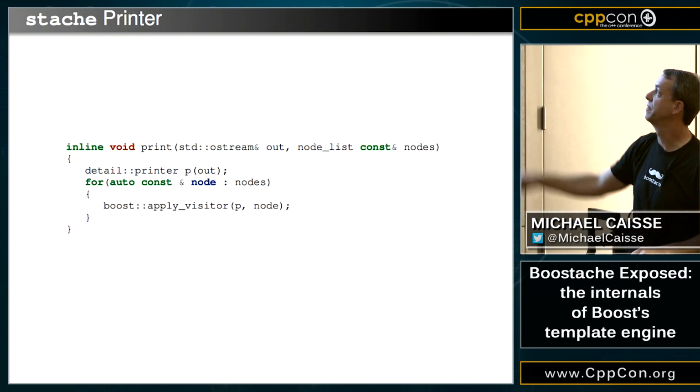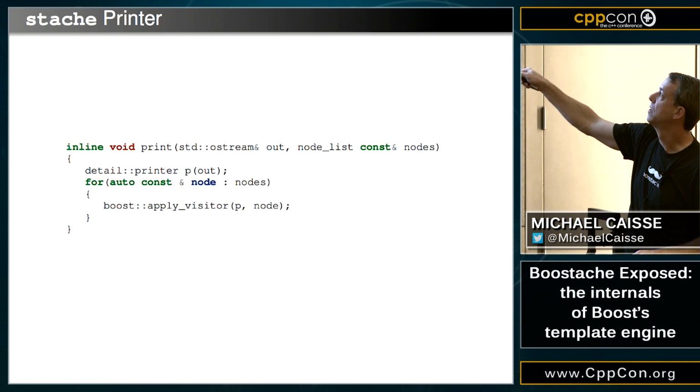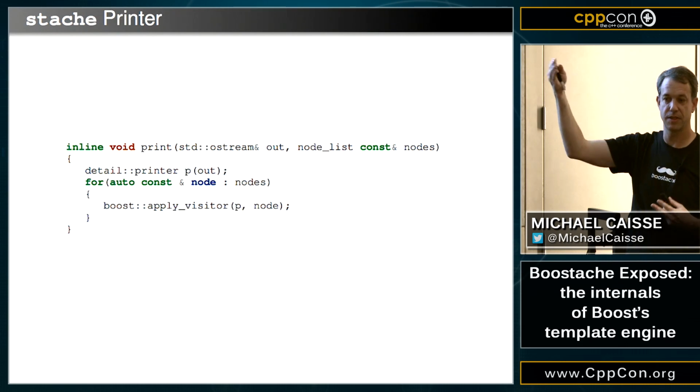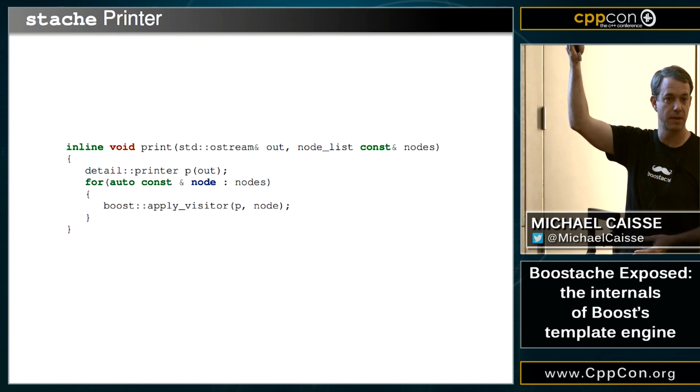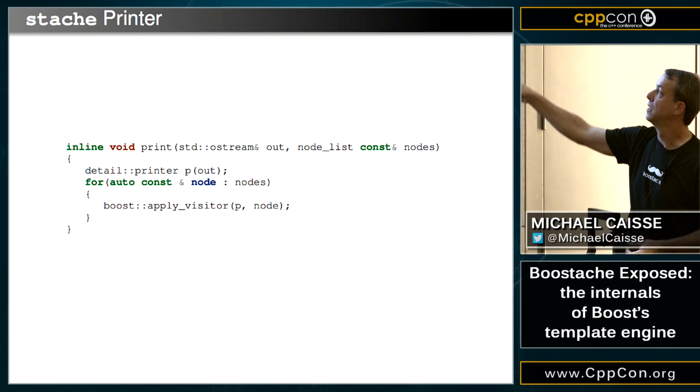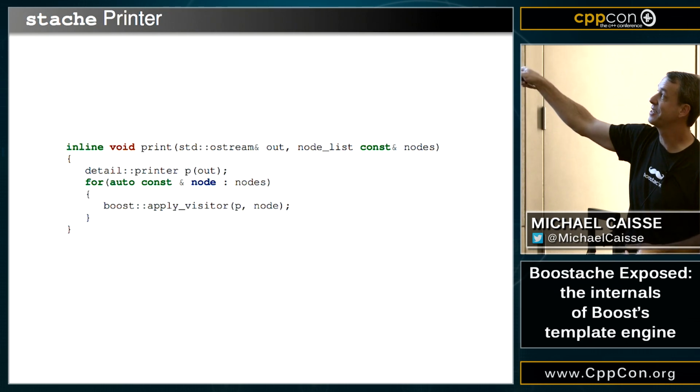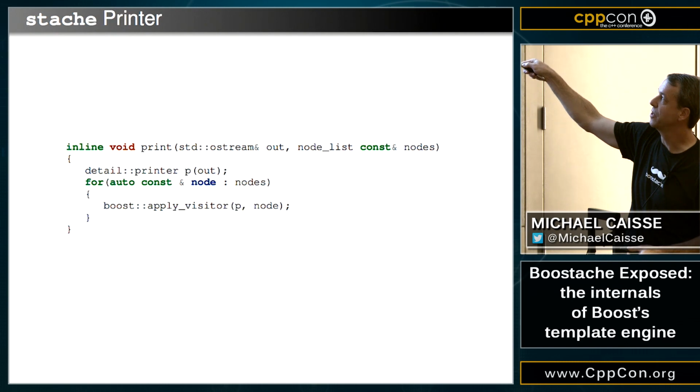How we do this is we're going to take a reference to a stream in, and we're going to take the node list. This is the list of nodes. This is the thing that we parsed. It's the very top level. We're going to take that and pass it in. Well, what are we going to do first? We're going to iterate over all the nodes, and we're going to apply a visitor where we pass the node that we currently have and the visitor.